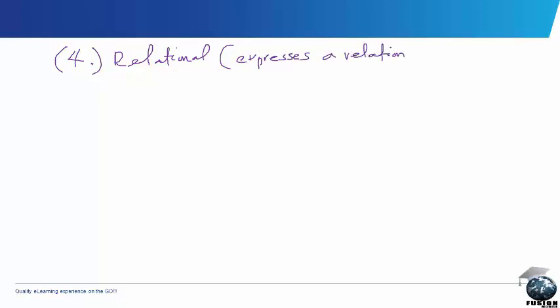We have the fourth form of simple statement, number 4, the one we call the relational. What does it do? It expresses a relation between two or more terms. I can simply write: expresses a relation between terms. And that is that.